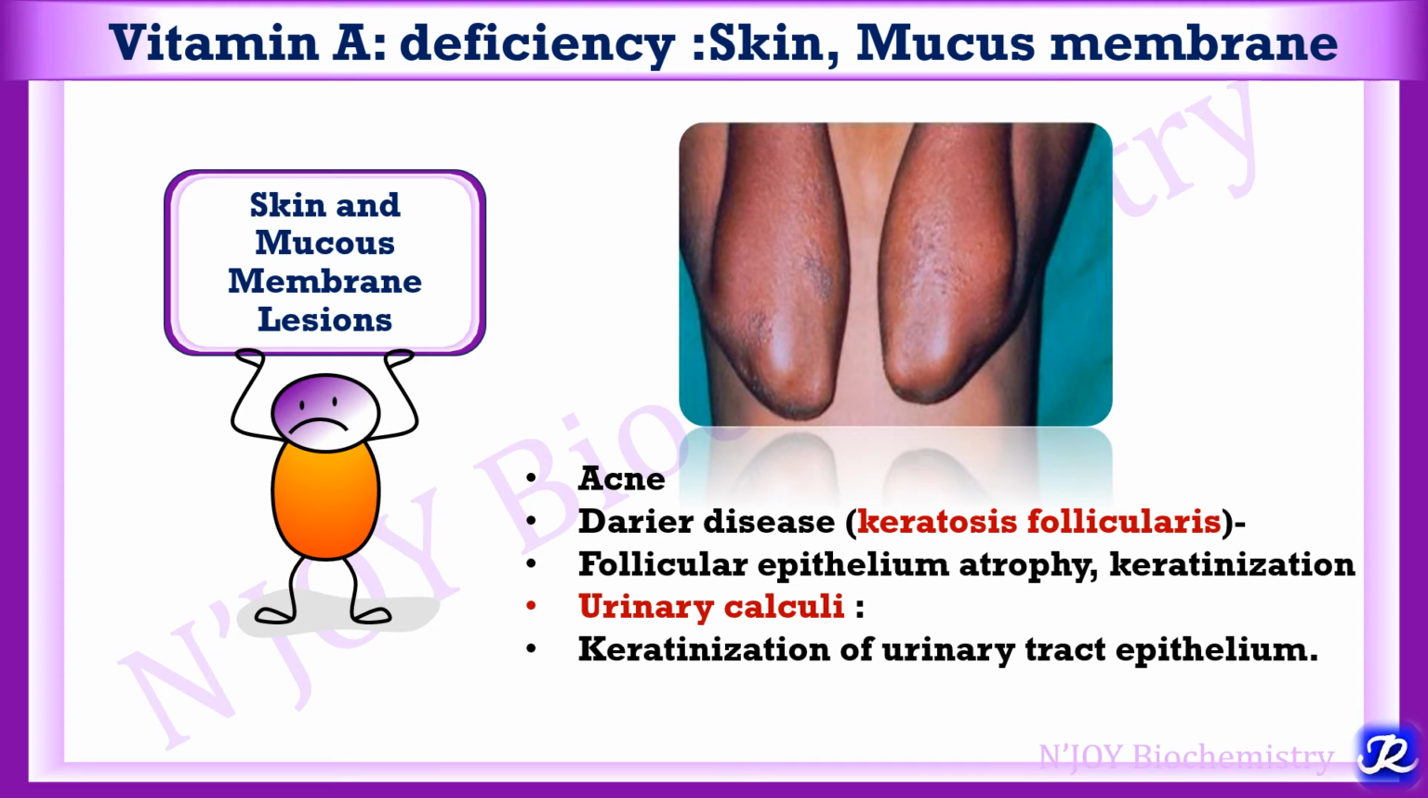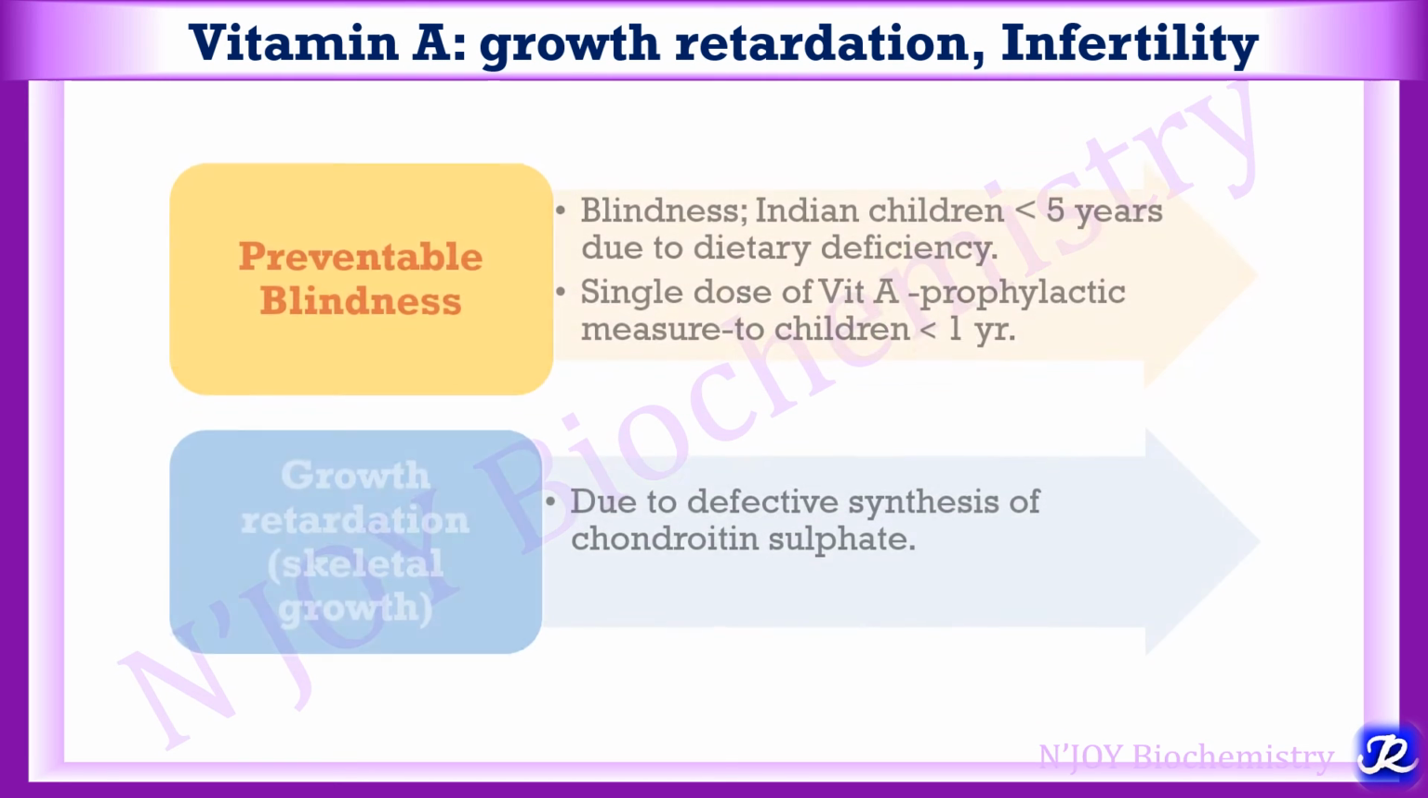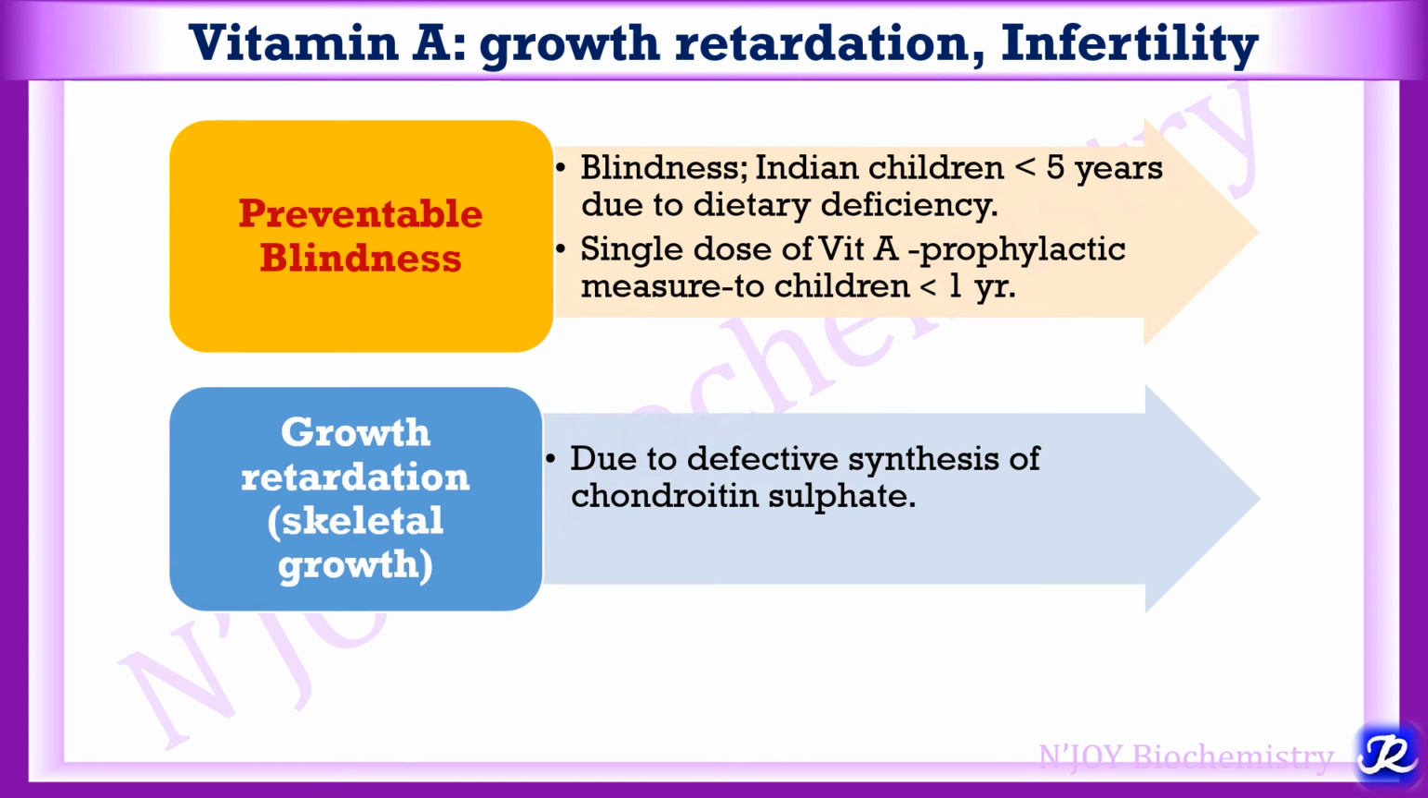It can also lead to urinary calculi because of keratinization of urinary tract epithelium. So these are the various skin and mucous membrane manifestations due to vitamin A deficiency. Vitamin A deficiency also leads to growth retardation and infertility. The growth retardation, mainly the skeletal growth retardation, is due to defective synthesis of chondroitin sulfate.